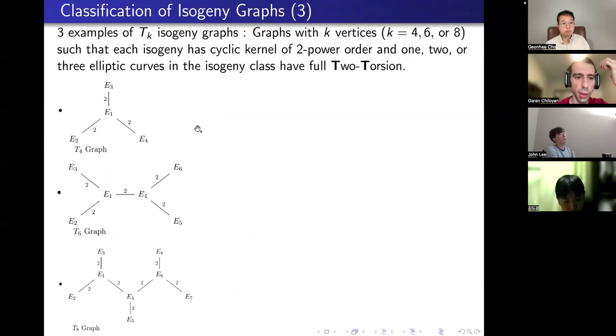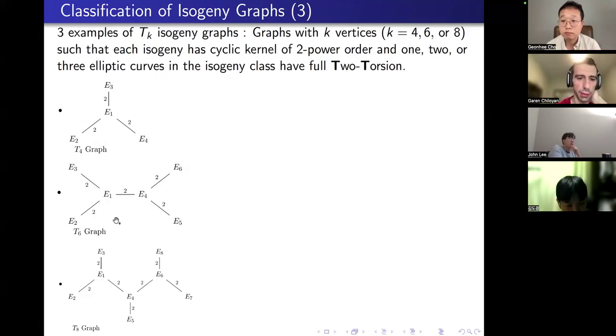These are graphs where you have this curve here, E1, and these curves here, E1, E4, and E6, have flow-through torsion. We'll talk about them later when we're talking about isogeny-torsion graphs, but these are TK graphs, graphs which have flow-through torsion. One of the curves has flow-through torsion with K vertices. You have a T4 graph, so 4 different vertices. This E1 has flow-through torsion. We'll talk about that later.